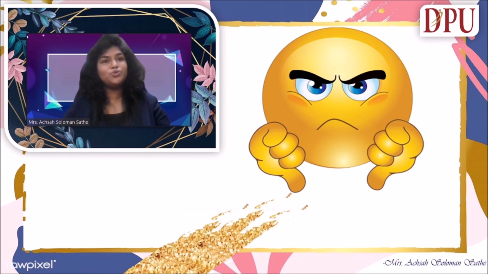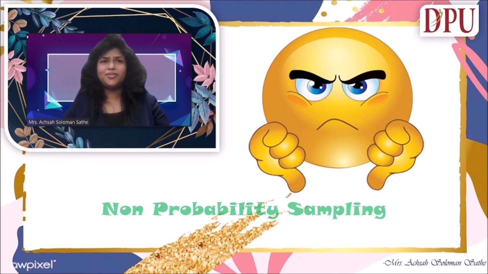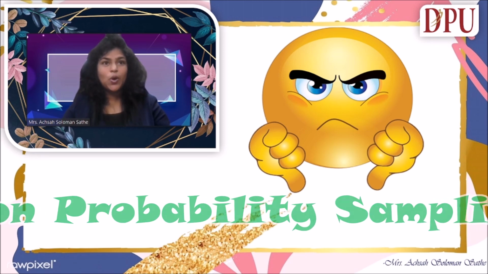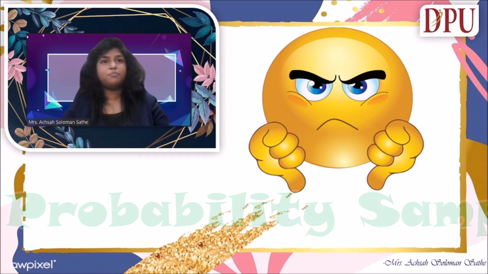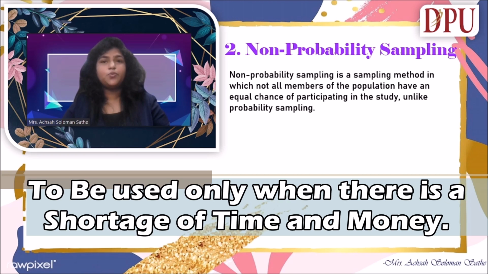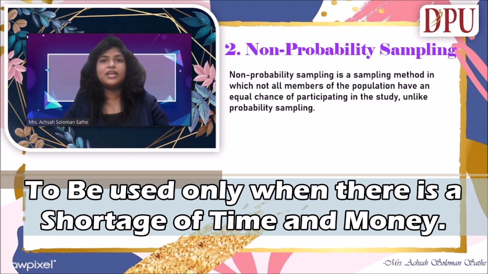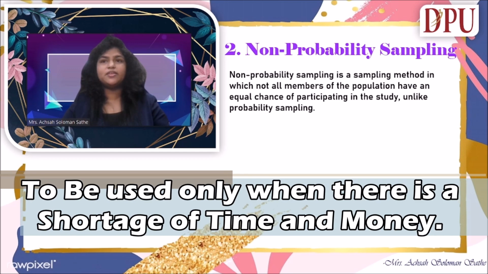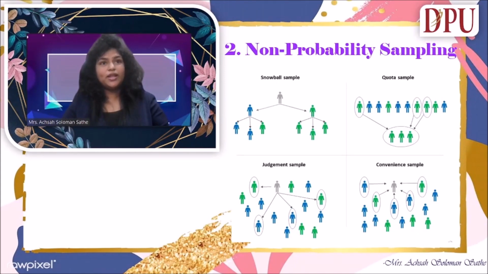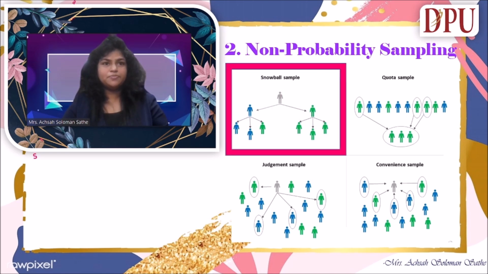Now let's move on to non-probability sampling, where you wouldn't have a chance to be a part of a sample because this is a very rough kind of method that the researcher uses. Non-probability sampling is a sampling method in which not all members of the population have an equal chance of participating in the study, unlike probability sampling. Let's see the types and then we'll understand better what non-probability sampling is and how it's different from probability sampling. Snowball sample. Snowball sampling is a popular business study method.